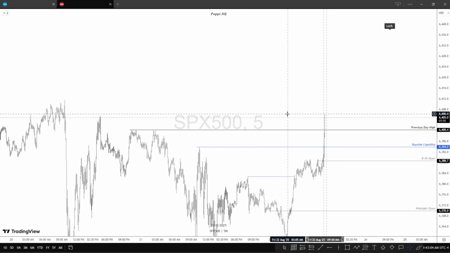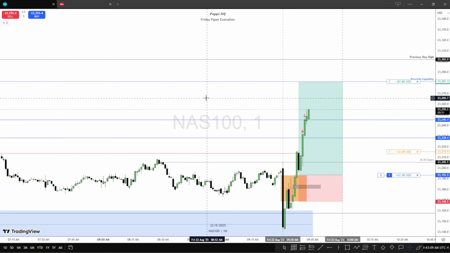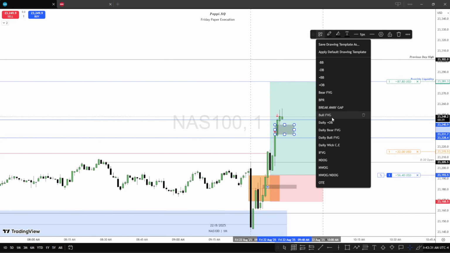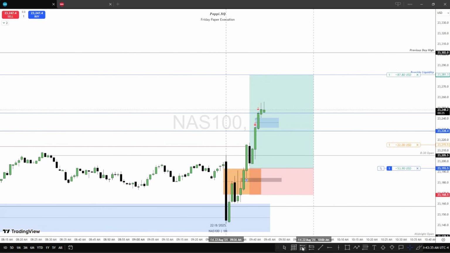Yeah, so as you can see here, the S&P has taken out the previous day highs while we're yet to do so on the NASDAQ. And we just created another bullish fair value gap here. And I'm expecting to see price respect that gap and push higher.